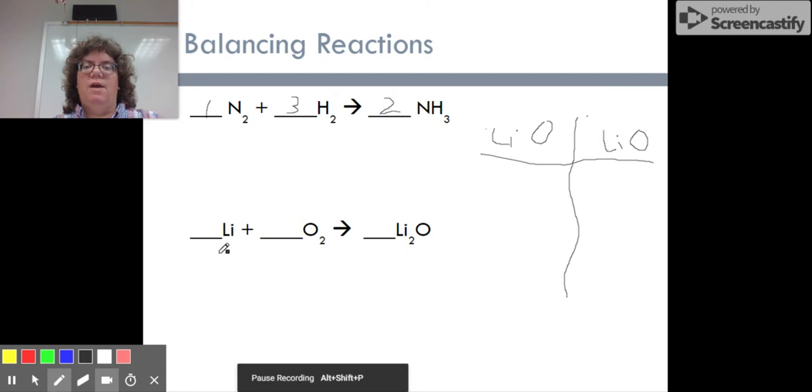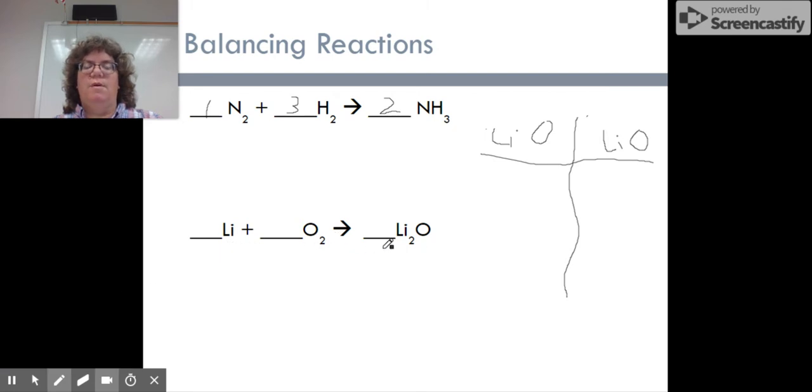For this next example, I have lithium and oxygen combining to form lithium oxide. So if we just look at it to start, there's 1 lithium, 2 oxygens. Then on the right hand side, there are 2 lithiums, 1 oxygen. So again, there's a couple different ways you can go. I always like to start, if I can, with putting the coefficient in front of the molecule instead of just the atoms individually. It makes things easier down the road.